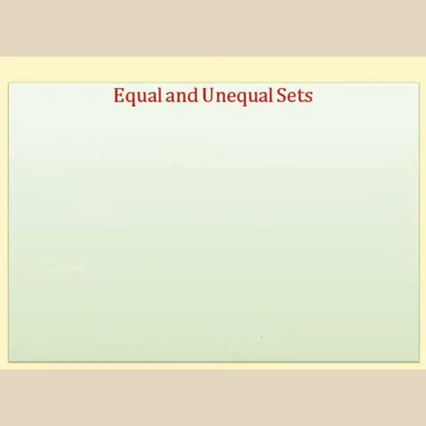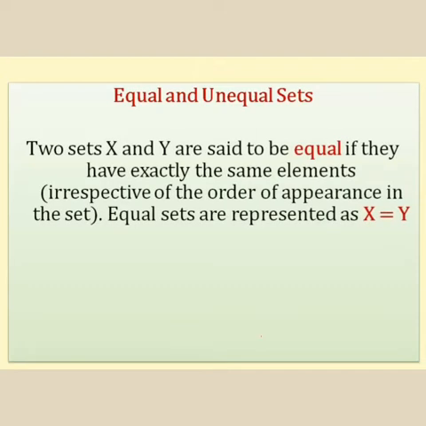Now we are going to see the equal and unequal sets. If you have x and y as two sets, and the elements in the sets are equal, we can say that it is an equal set, irrespective of the order of appearance. If x has 1, 2, then y can have 2, 1. The elements 1 and 2 are the same, but the places are different. So irrespective of the order of appearance in the sets x and y, the elements should be the same.